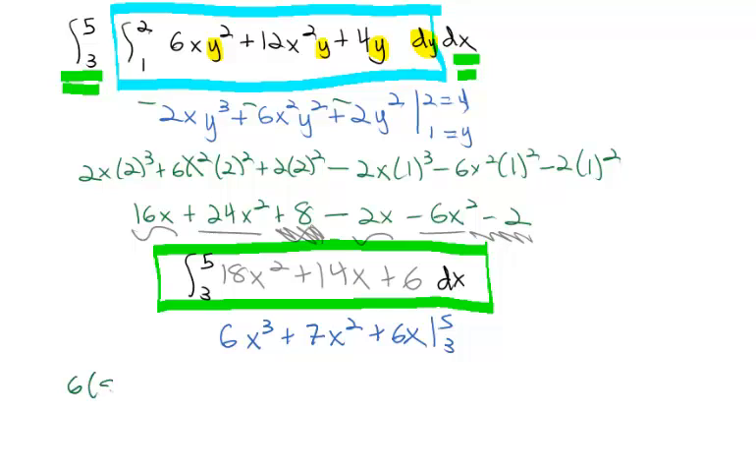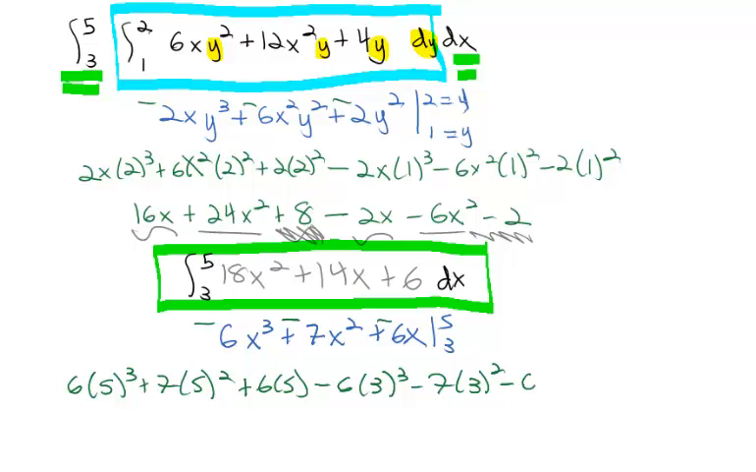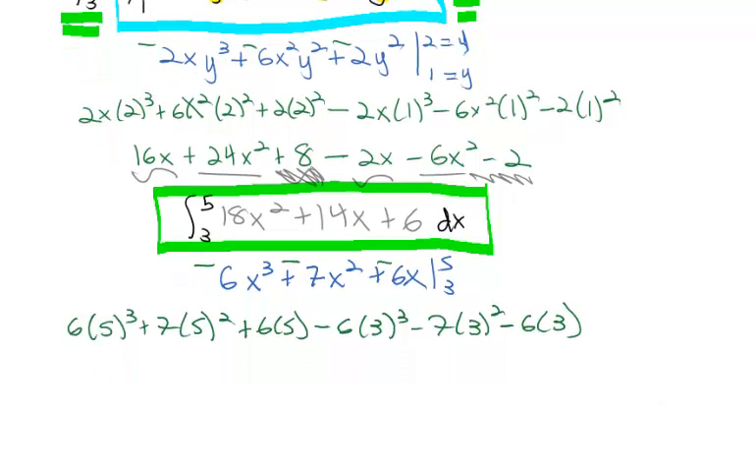So plugging 5 in, we got 6 times 5 cubed plus 7 times 5 squared plus 6 times 5. Then we subtract, changing the signs, minus 6 times 3 cubed minus 7 times 3 squared minus 6 times 3. Cleaning it up, 5 cubed is 125 times 6 is, I think it's 750. Yep. Plus 5 squared is 25 times 7 is 175. Plus 6 times 5 is 30. Minus 3 cubed is 27 times 6 is 162, minus 3 squared is 9 times 7 is 63, minus 6 times 3 is 18.